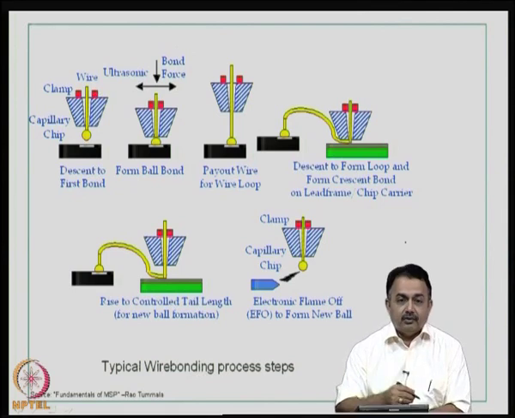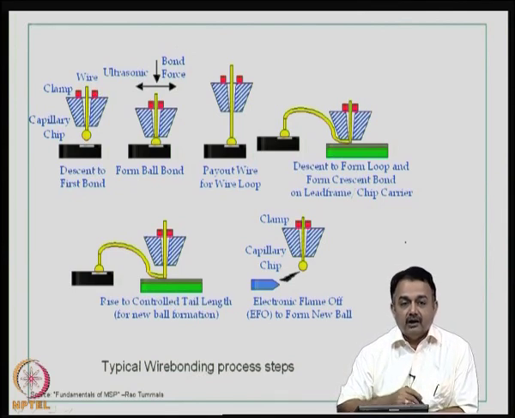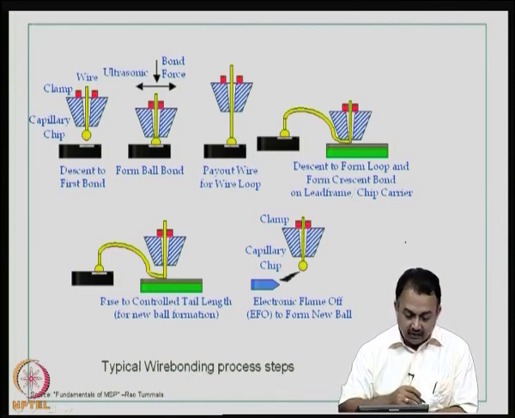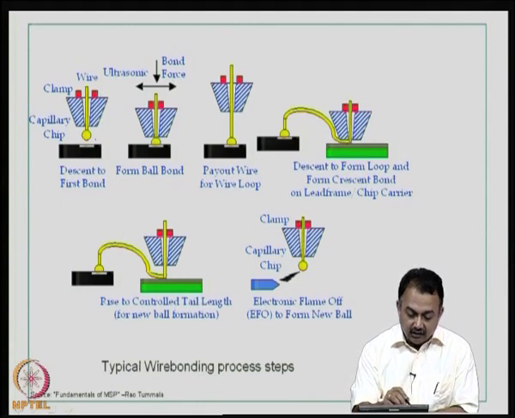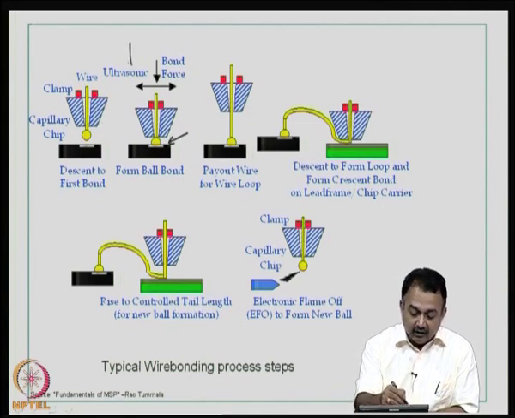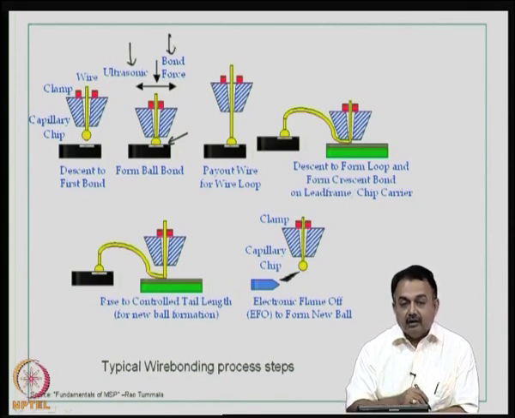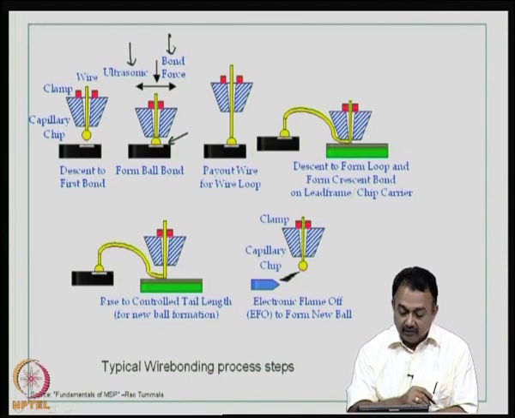So, this is a pictorial depiction of the wire bonding process. You can see here there is a clamp, there is a capillary and then comes the ball formation. The ball now touches the pad surface; there is ultrasonic energy, there is pressure, and that reduces the temperature. The ball bond is established.